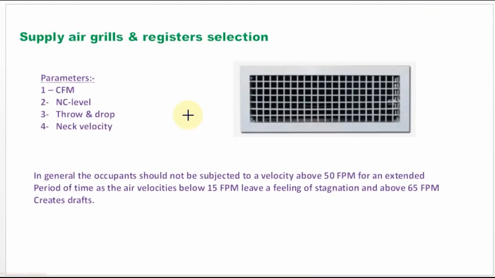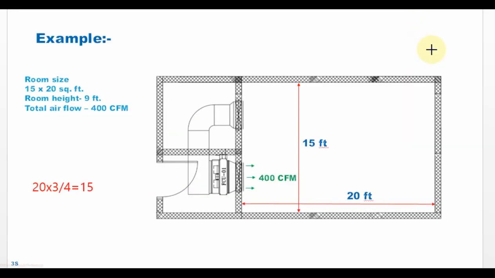For selecting a supply air grill and register, there are four parameters we should know. Number one, CFM for the grill. Number two, NC level for that area. Number three, throw or draw for the grill. Number four, neck velocity for the grill. How to select a grill or register? To make it easy to understand, we will do a sample exercise.